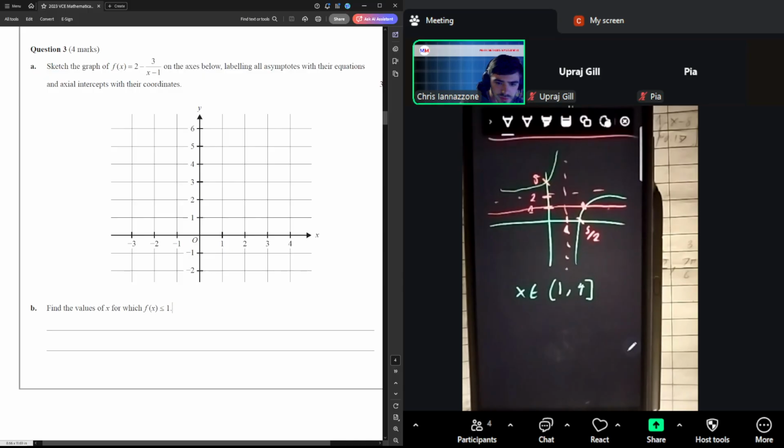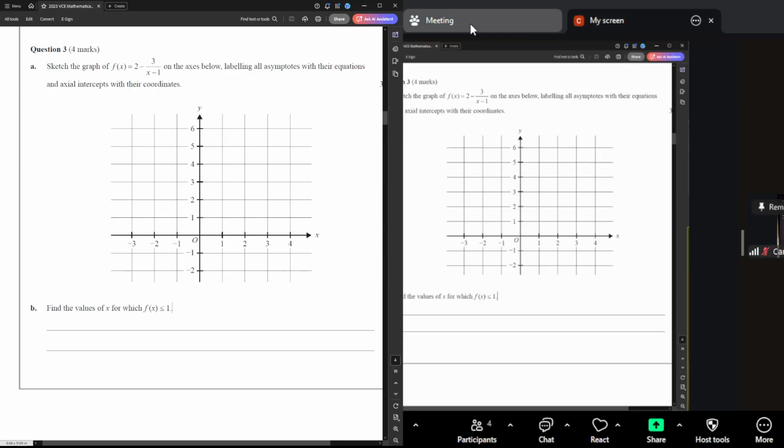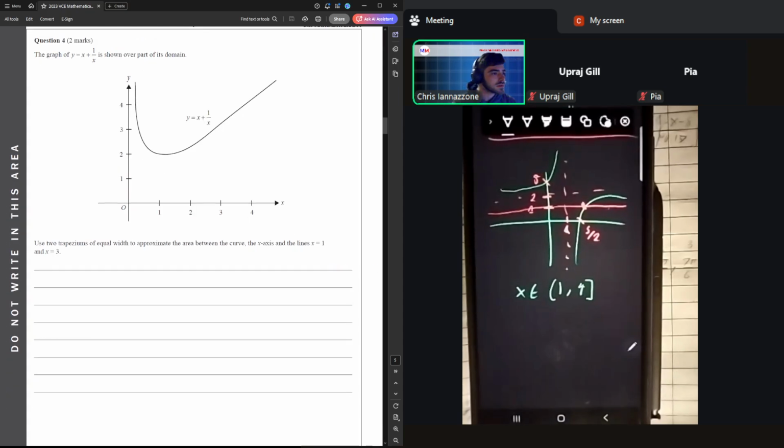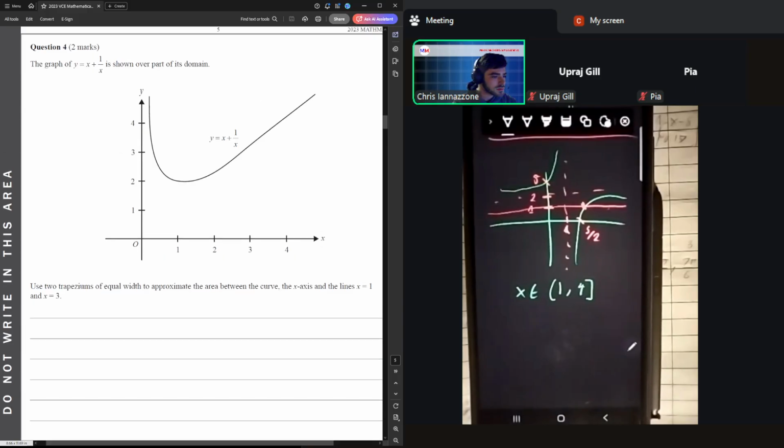Anything to dive into deeper on that one? If not, we'll have a look at question 4. Trapezoidal rule.